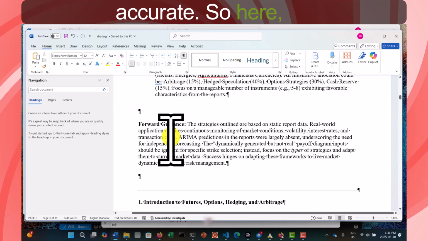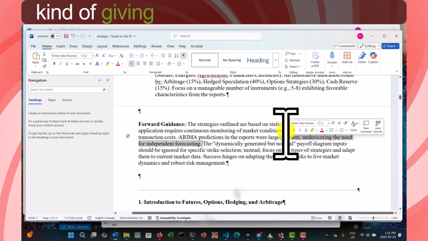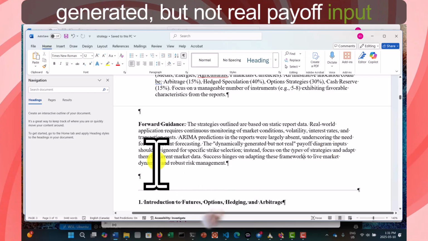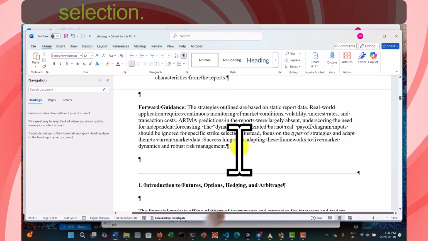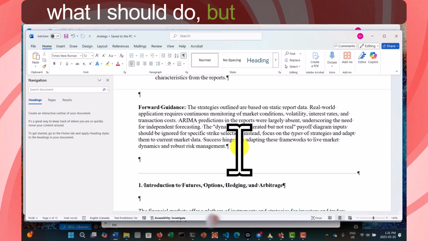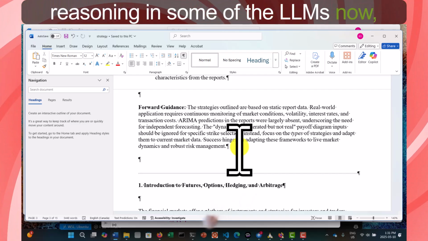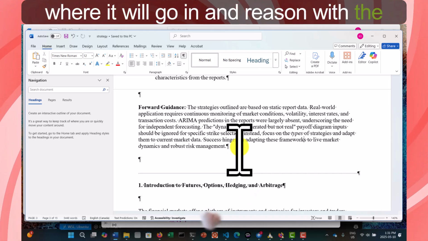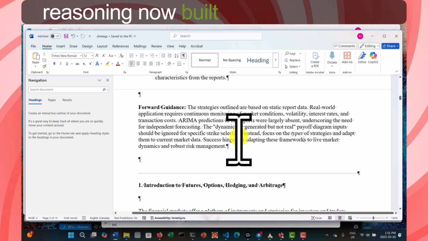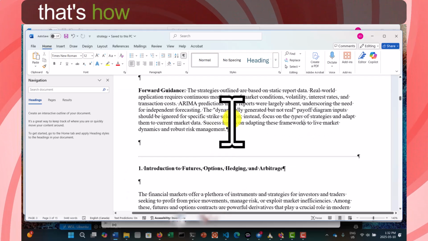Okay, so here it's kind of giving you advice as well on what to do and what not to do. So dynamically generated but not real payoff input should be ignored for specific strike selection. So it's giving me not just what I should do, but it also gives me the rationale, and this is part of the reasoning in some of the LLMs now, where it will go in and reason with the data and say, do this, but don't do this because of that, because of the reasoning now built into the models, the AI models or LLMs, where they're at. So that's how advanced AI is now.